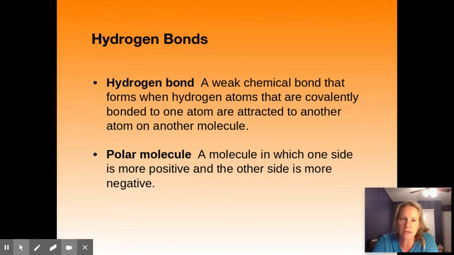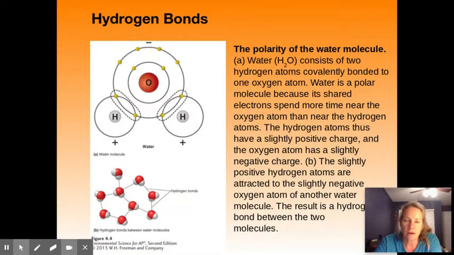So a hydrogen bond is a pretty weak bond, but it only occurs with hydrogen. And so if hydrogen is attached to something, then that would be a hydrogen bond. And sometimes they can be polar. So water is a great example of this. Water is polar, and I'll show you why. So if we look at water here, we've got oxygen, hydrogen, and so here's our hydrogen bonds.